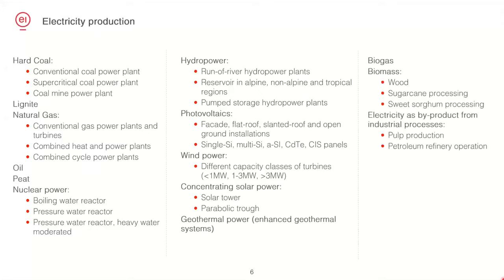And at last, we also have electricity that is produced as a byproduct from industrial processes. Here, as an example, I mentioned pulp production and petroleum refinery production that produce electricity and then feed it as a byproduct.